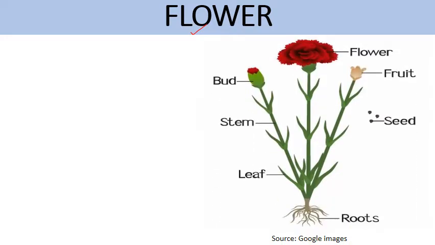Flower is basically a modified condensed shoot in which the shoot apical meristem is converted into floral meristem. Basically, jo flower hai ek modified shoot hai, reproductive shoot, jo ki condensed shoot hai, isme shoot apical meristem convert ho jata hai floral meristem mein after attaining a certain maturity in response to environment signal.